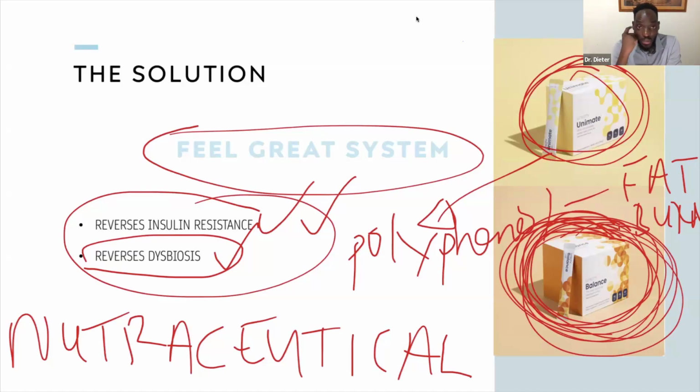Our ancestors ate maybe about 80 to 90 grams of fiber a day. In our day and age, it's estimated that the average man and woman in the United States consumes 10 to 12 grams of fiber.